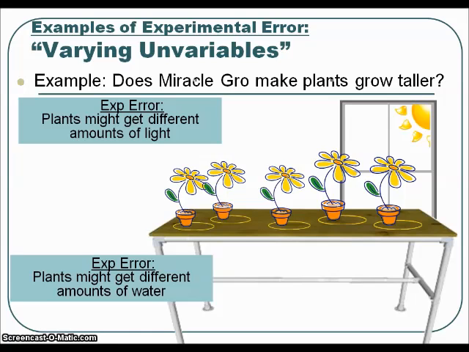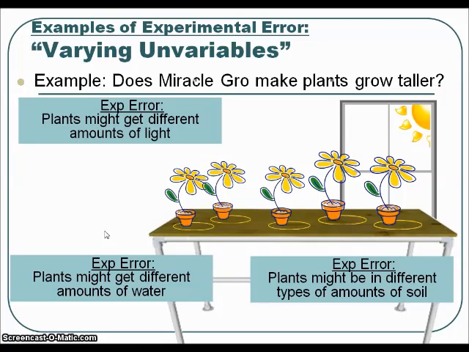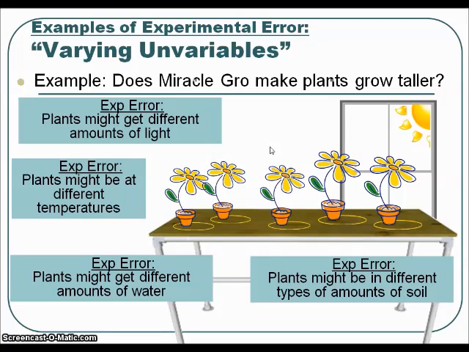So if some get more light than others, that's definitely a source of error for my experiment, and I don't want that. Another possible thing is I would need to make sure each day that I'm giving every plant exactly the same amount of water. We want that to be the same. Some things is, how much soil are they in? What type of soil? Did I make sure that they all had the same amount of soil and the same exact type of soil? If not, that would be a source of experimental error. That would be something that's varying that should not be changing.